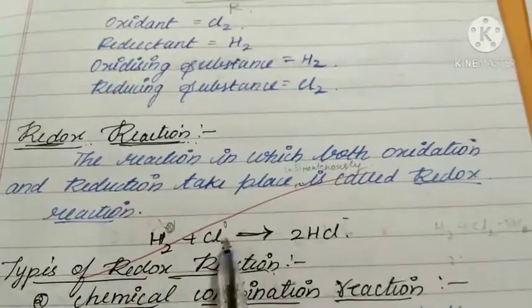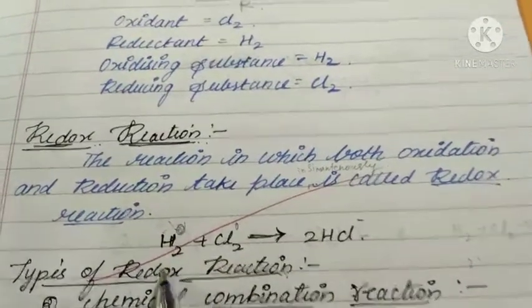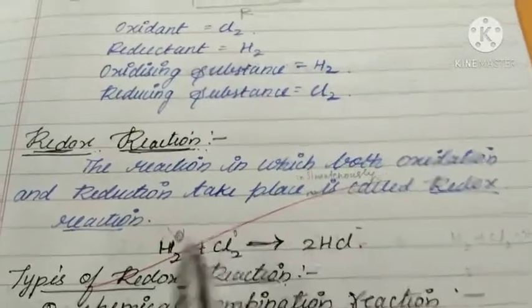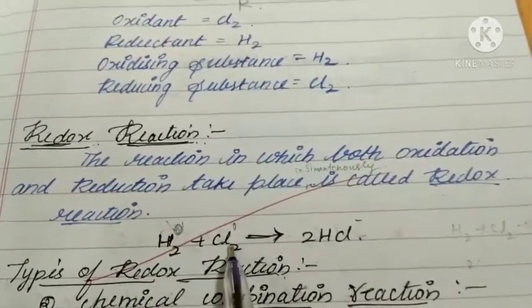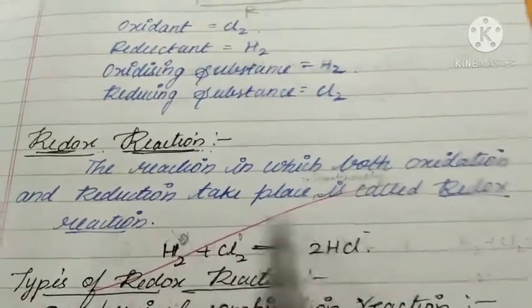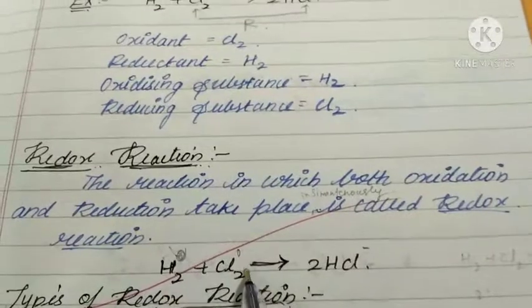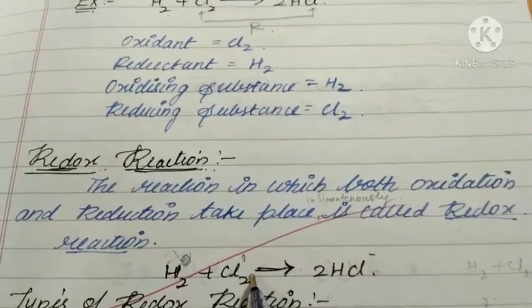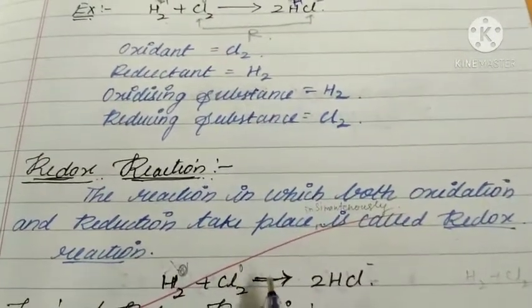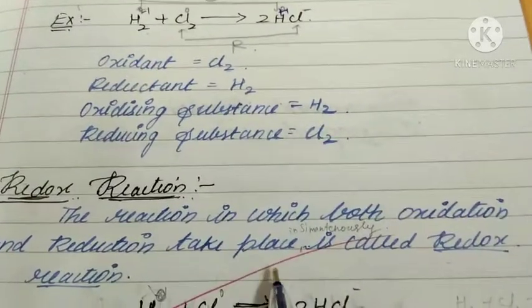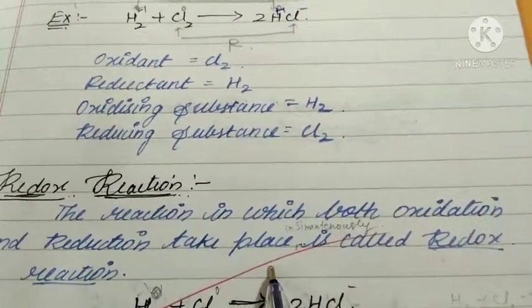See, H2 plus Cl2 gives rise to 2HCl. In this reaction, just now we discussed this example, hydrogen undergoes oxidation, chlorine undergoes reduction. That means both oxidation and reduction are present in this reaction. So this reaction can be considered as what? A redox reaction. This is all about oxidation, reduction and redox reactions.